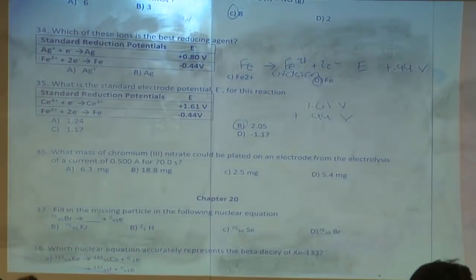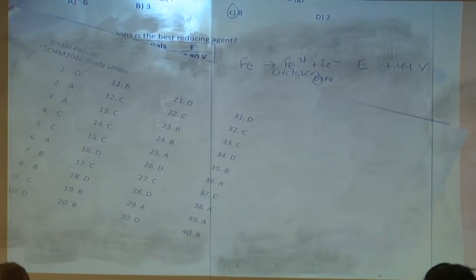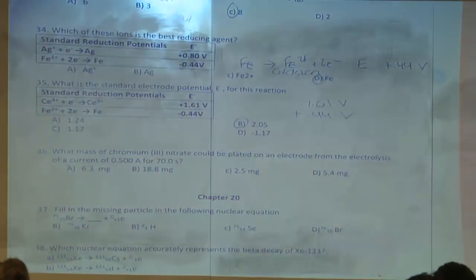Being reduced. What is the standard electrode potential for this reaction? If you do cathode minus anode, that's the same thing as flipping. I believe so. If you do cathode minus anode, you should get the same answer.